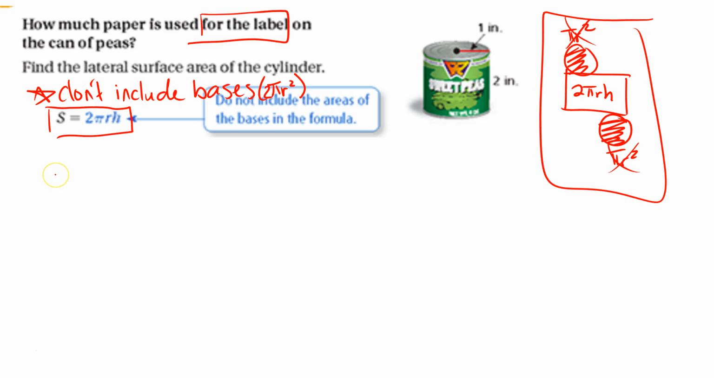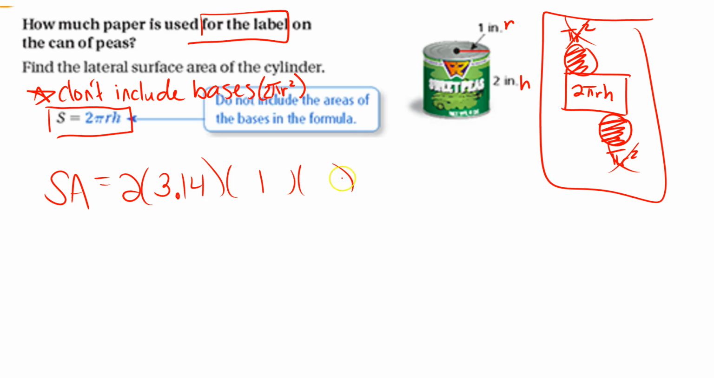So this is the formula that we're going to use, 2 pi r h. Okay, from here on out, we're just going to substitute the same. We're going to put SA equals 2 times 3.14 times the radius, and the radius is 1, and the height is 2. Go ahead and do that calculation. You could just do 4 times 3.14.